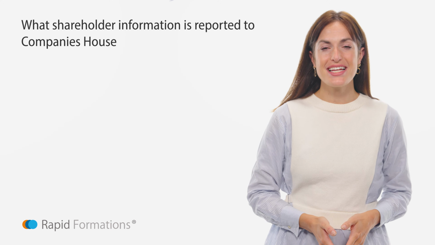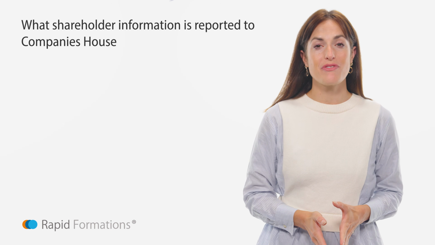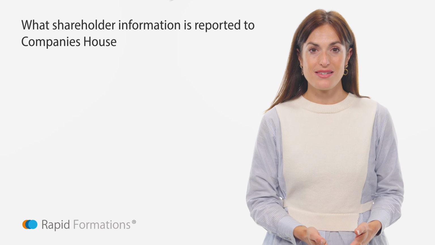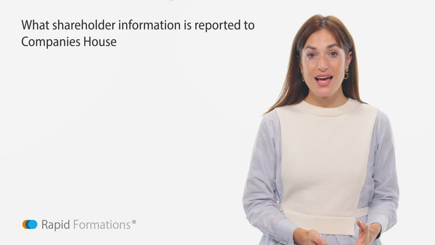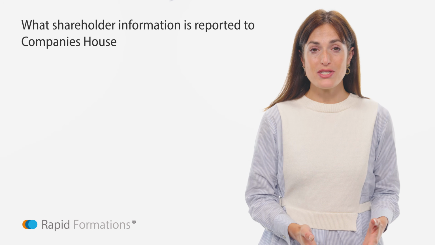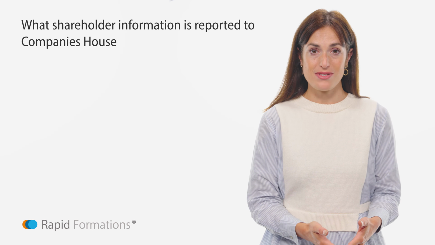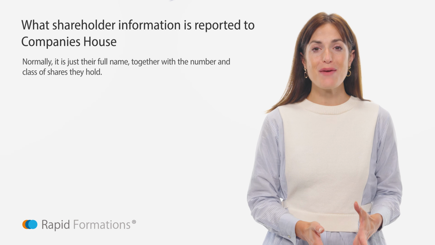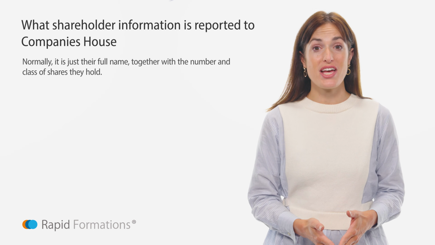Before we begin, let's remind ourselves of what shareholder information is reported to Companies House. It might seem a bit strange, but there's actually not a lot of information about a shareholder reported to Companies House. Normally, it is just their full name, together with the number and class of shares they hold.